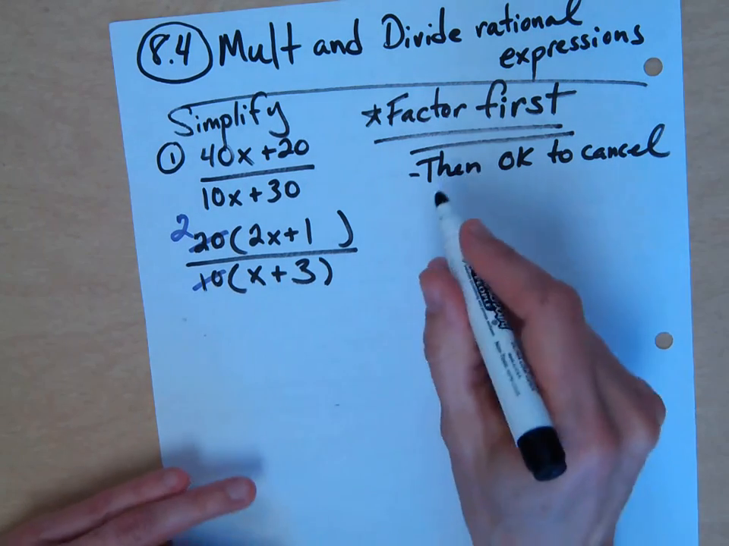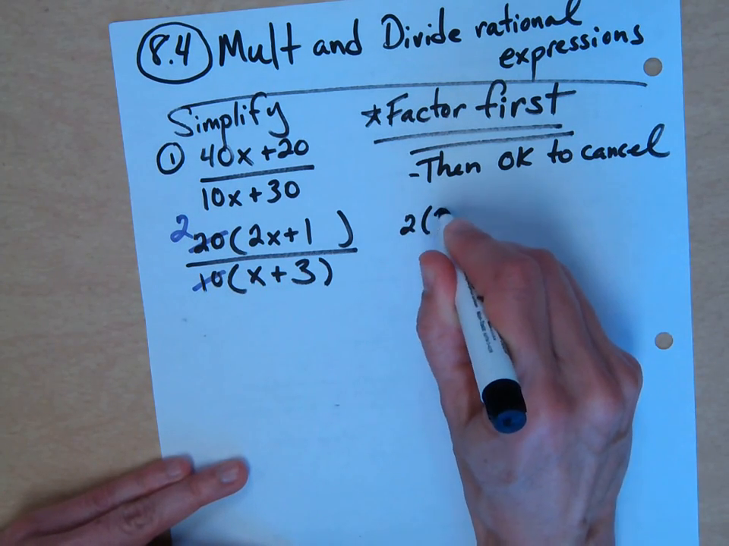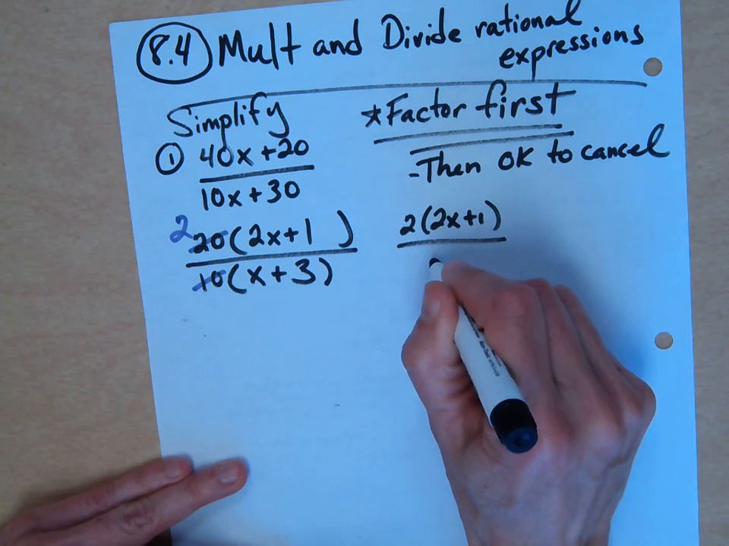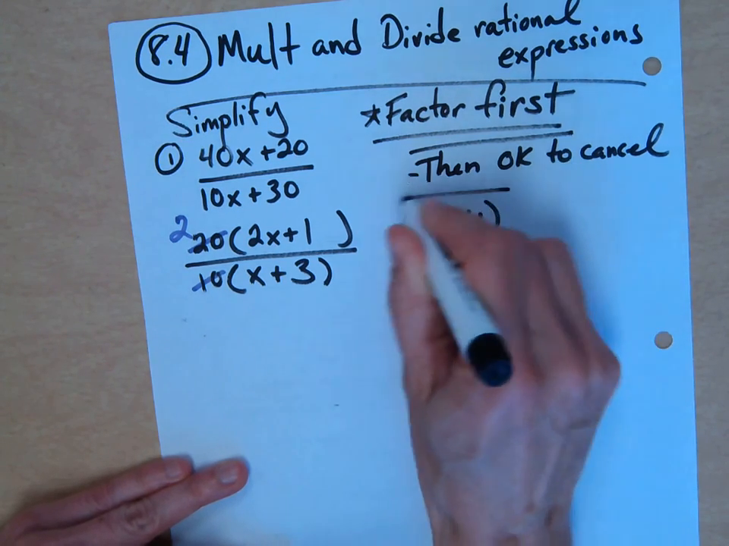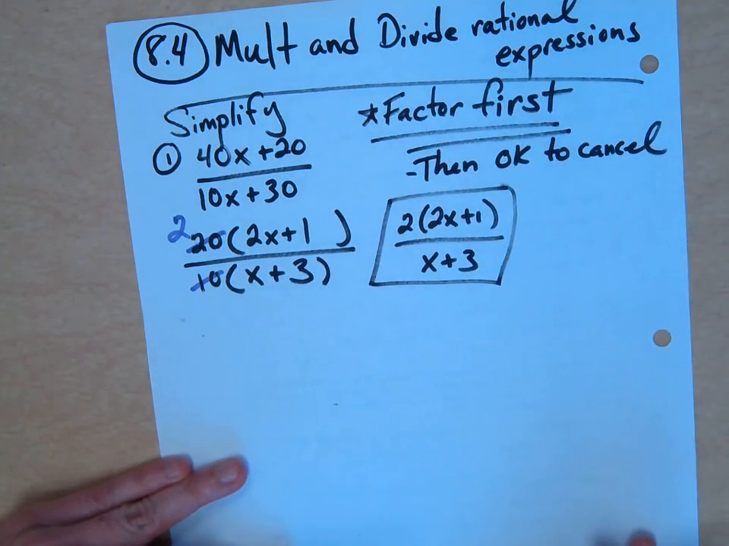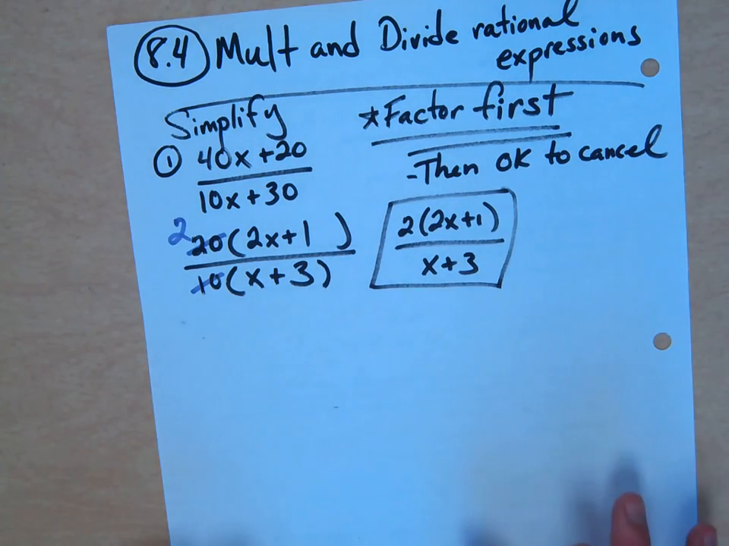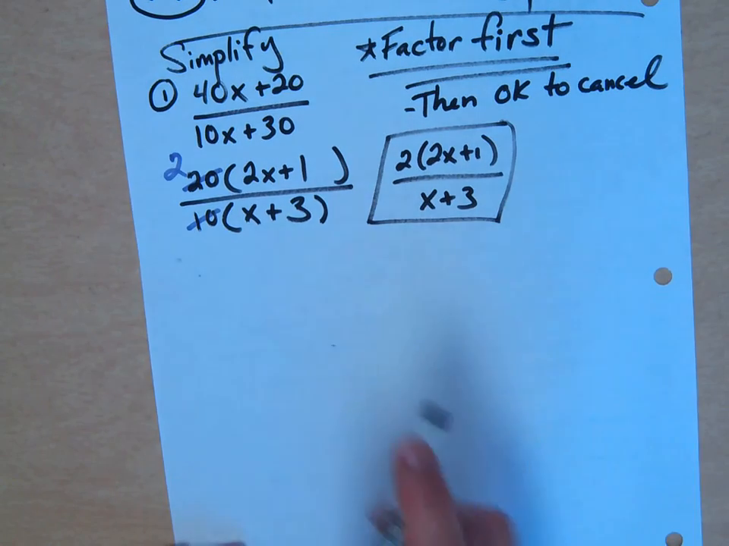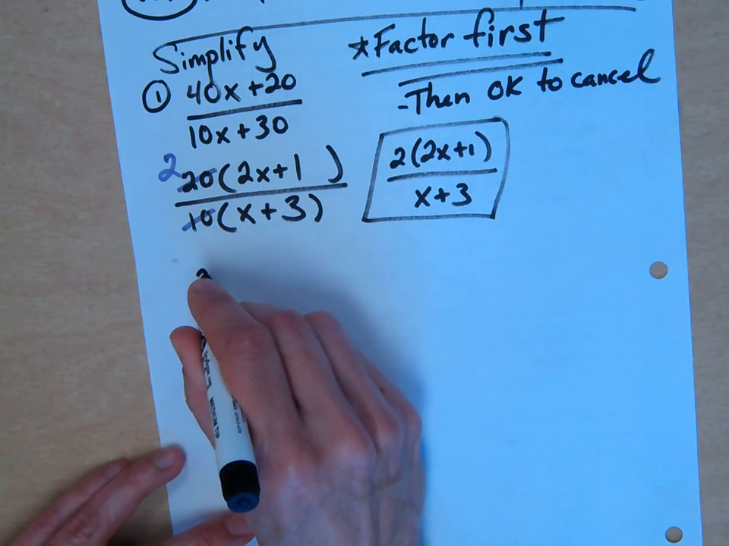And so sometimes we don't get to cancel very much, which is a bummer, and then they're not as fun when stuff doesn't cancel. But our final answer would be that, and that's all you can do with that. Otherwise, it's not an equivalent expression, and it won't be right. So that's the first example.